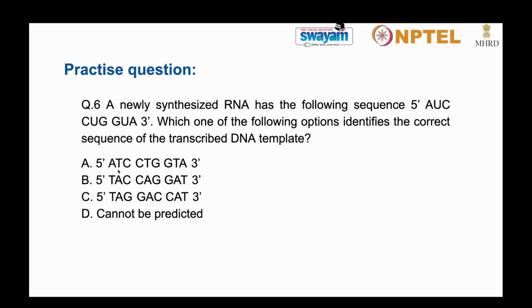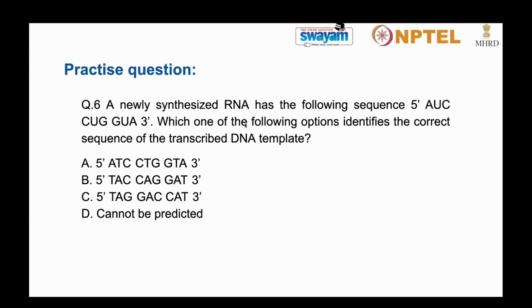Option A, why? Because it will be converted from 5 prime to 3 prime, and uracil will be converted into thymine. No, it will be option B. Okay, somebody is saying option B. So any other guesses? Yes, ma'am. Option B. Option B is correct. Option C, okay, fine. So now let's see what will be the correct answer.